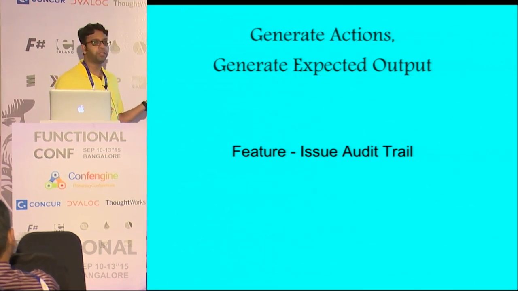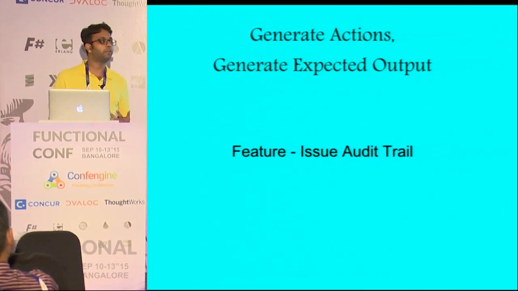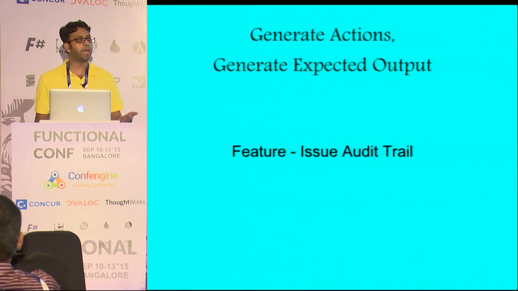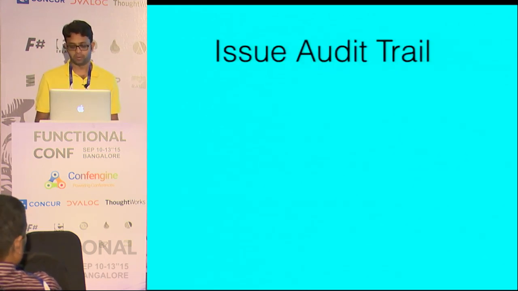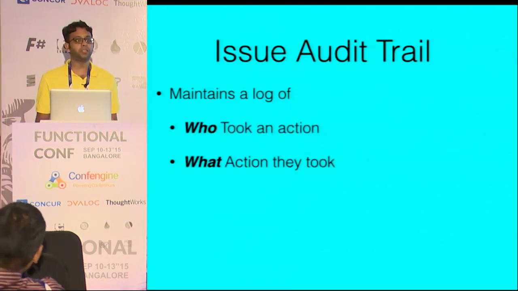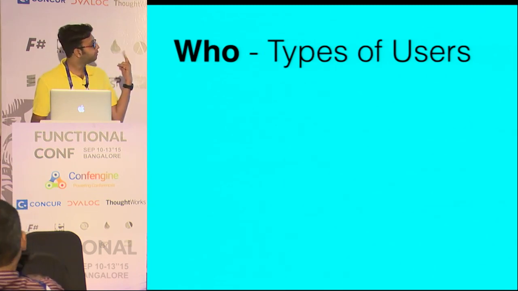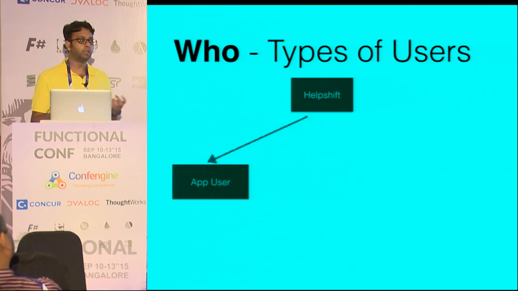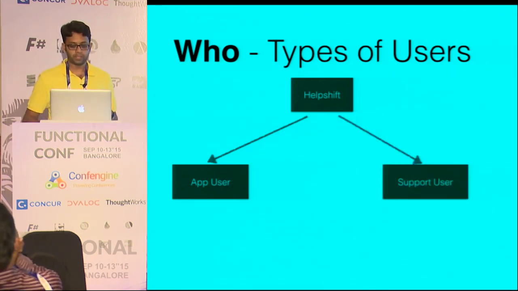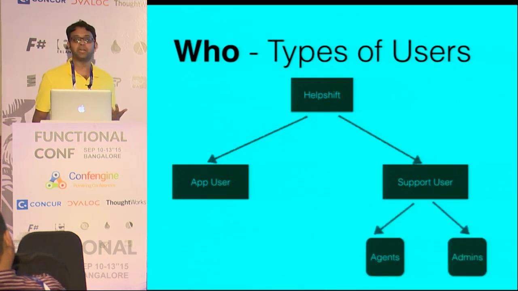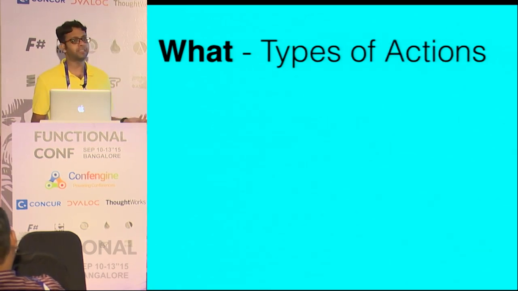So we had a feature called issue audit trail. We have another feature called issues, and we wanted to log exactly what is happening by the agents who are replying or the customers who are replying on that issue. So it maintains a log of who took an action and what action they took, and we need to understand what kind of users we have. At HelpShift we have app users, the customers who are using the app. Then there are support users, and even in support users we have two types, agents and admins.